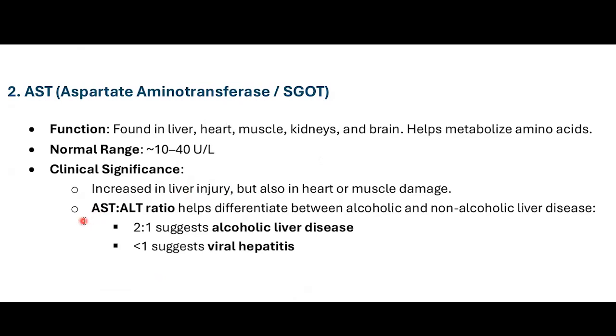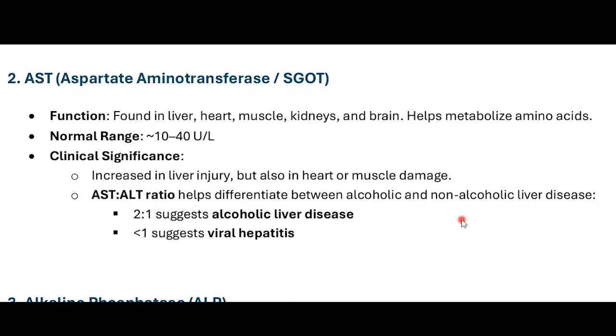So next is the AST to ALT ratio. That is the most important in the differentiation between alcoholic and non-alcoholic liver disease. When the ratio is 2, then it suggests alcoholic liver disease. And when the AST to ALT ratio is less than 1, it suggests viral hepatitis. So this is how the AST to ALT ratio helps in differentiating alcoholic from non-alcoholic liver disease. So you have to consider these aspects as well.